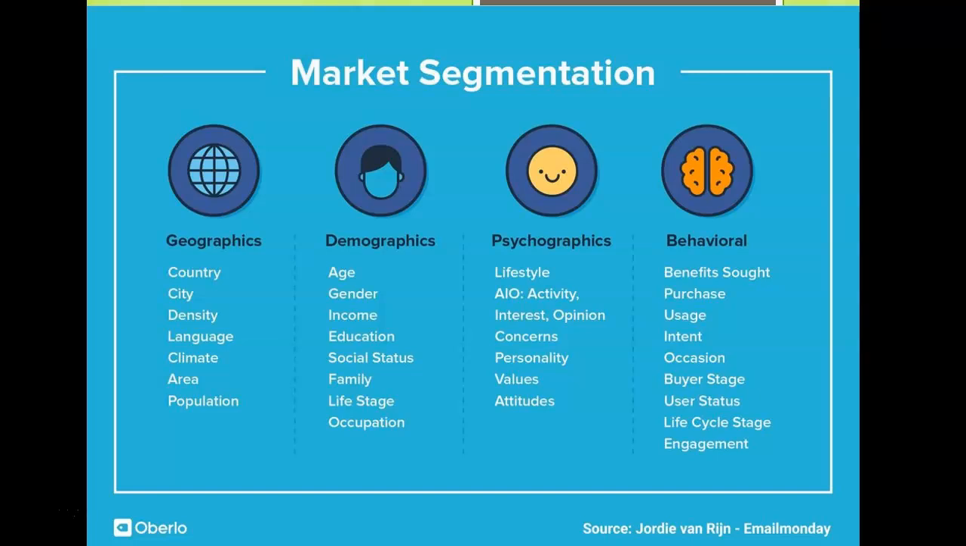And then your behavioral is like, what are the benefits sought for the purchase? What is their usage of it? Are they buying it for a specific occasion? What's the life cycle of the product? And that's an easy way to identify those. Keep adding to your 4 categories with some of these notes, and we're going to go through an example in a second.